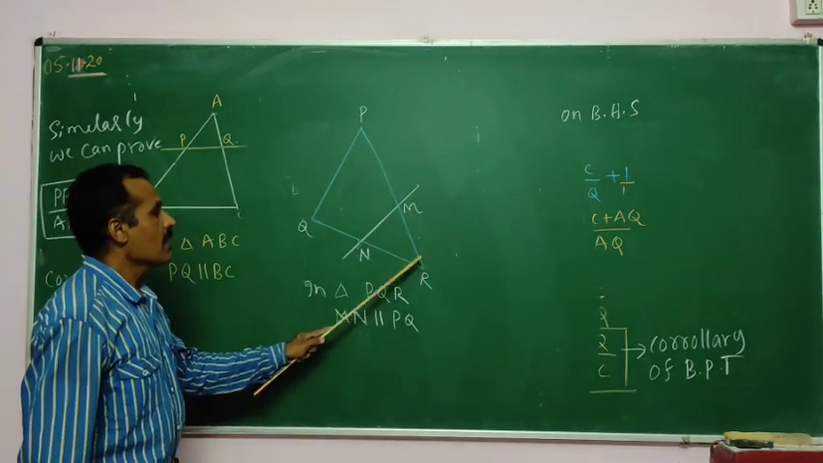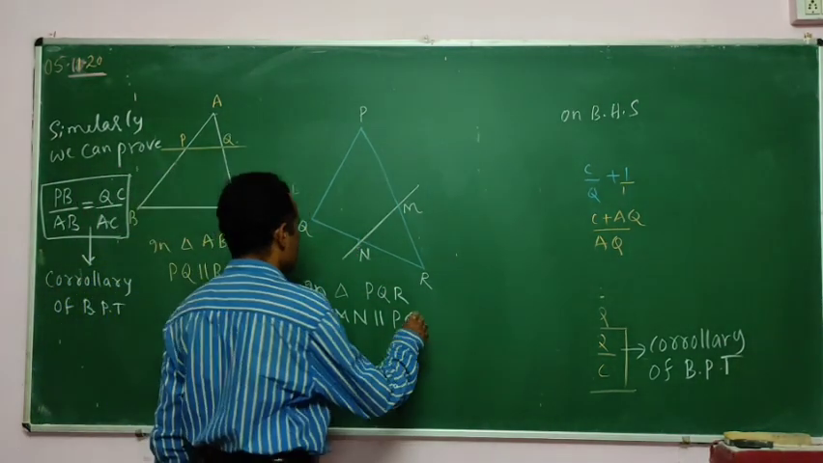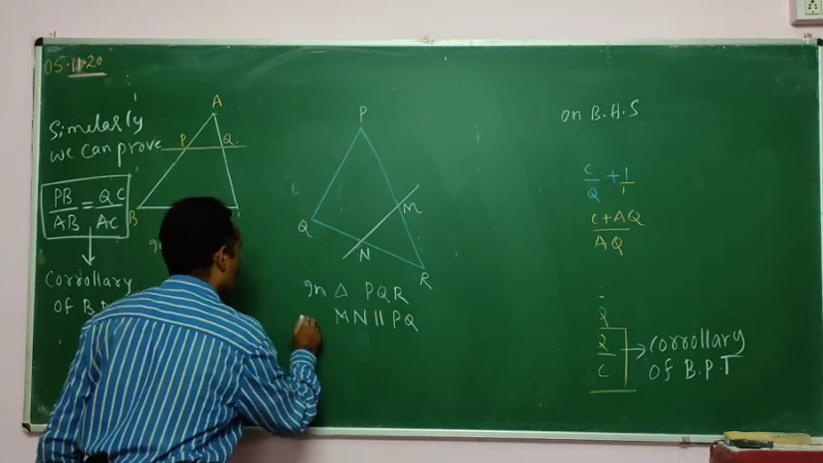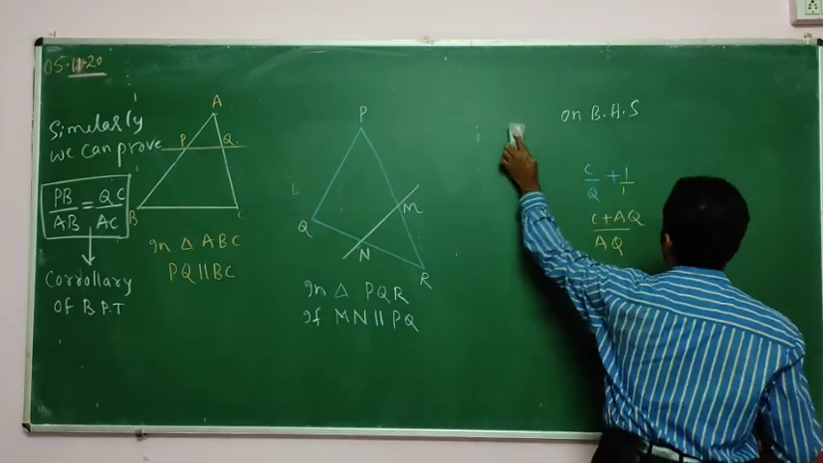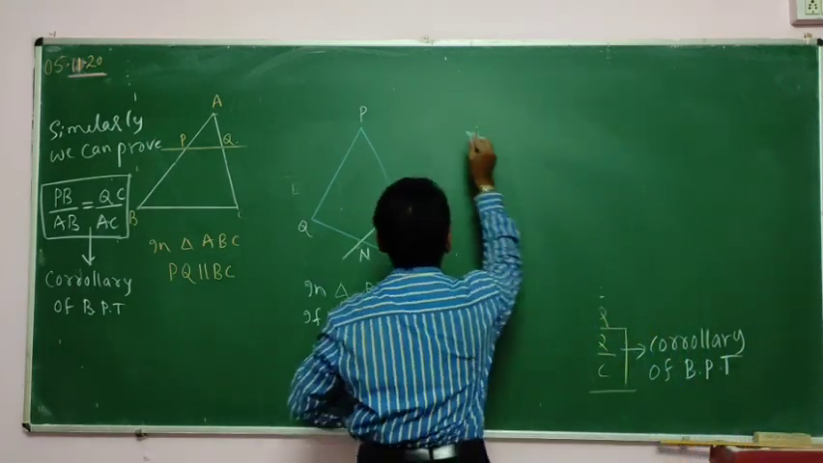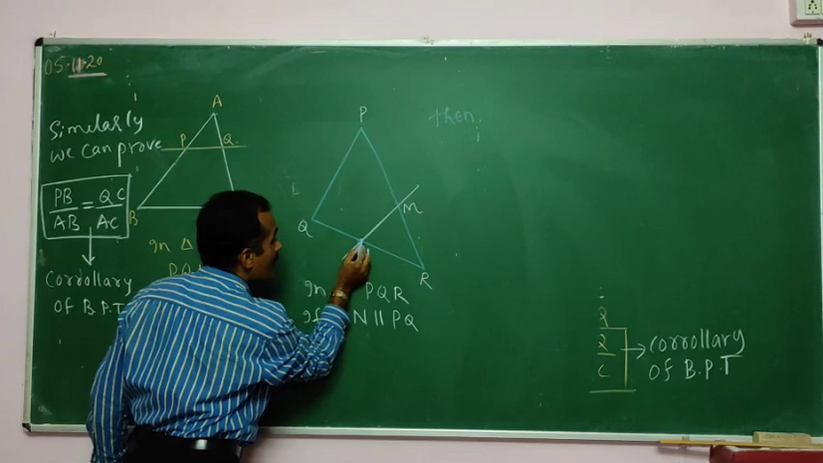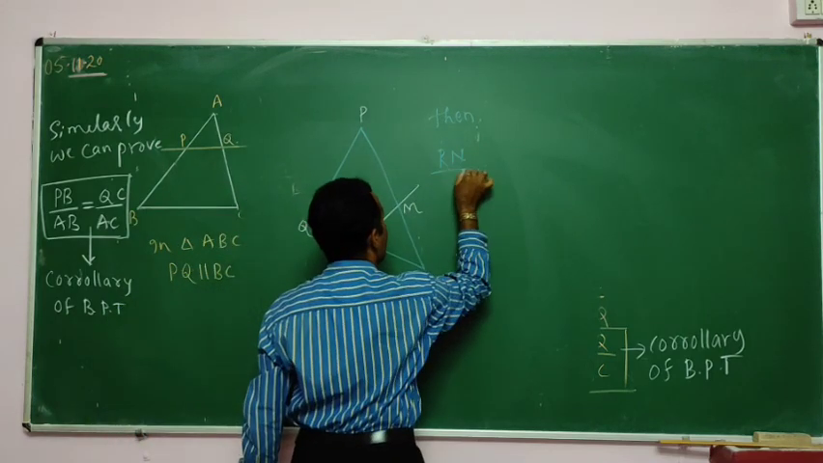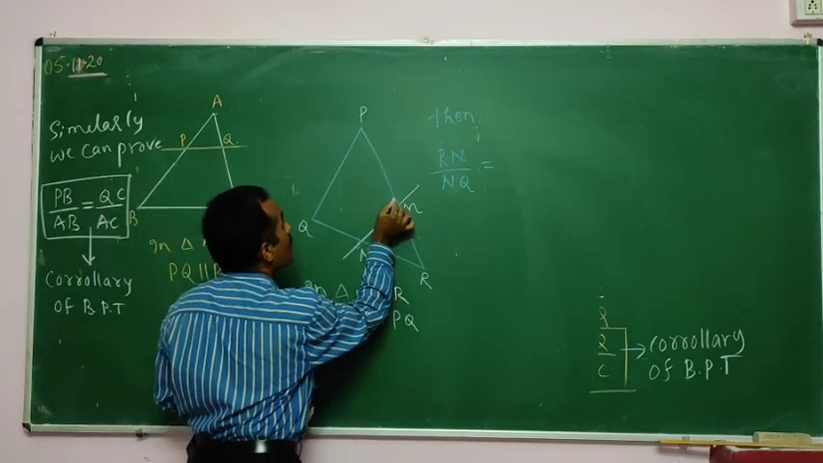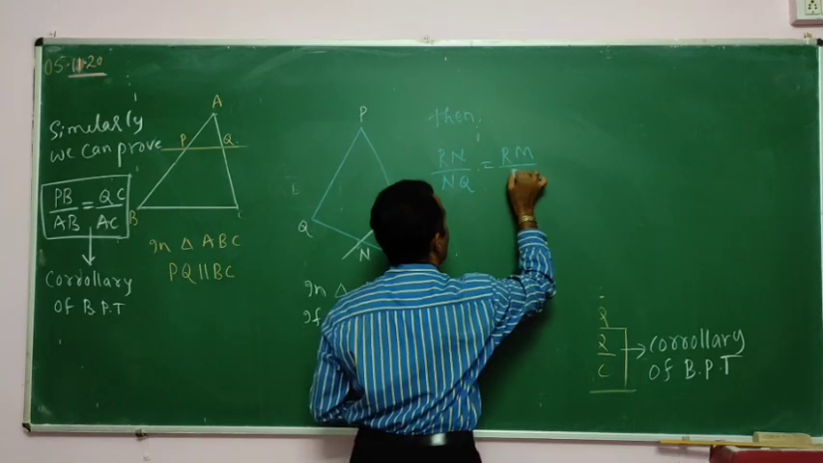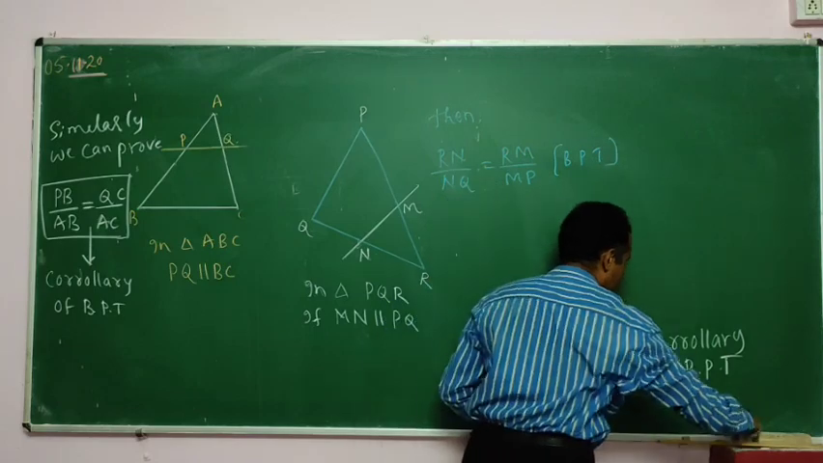You can start from here RN or you can start from here also. RN by NQ. In triangle PQR, if MN is parallel to PQ, then I can write, how to write BPT? RN divided by NQ is equal to RM by MP, because of the basic proportionality theorem.